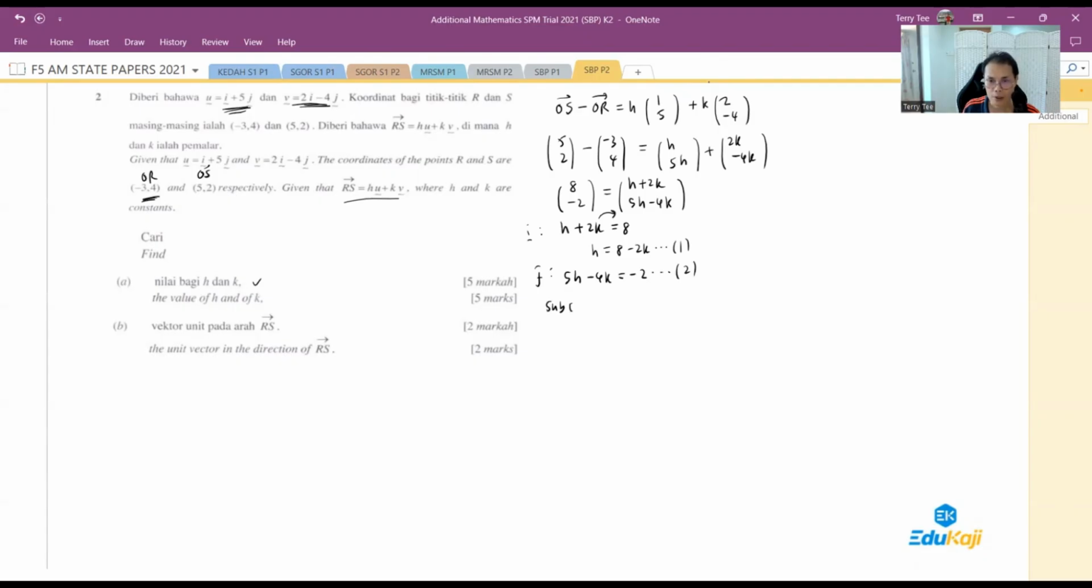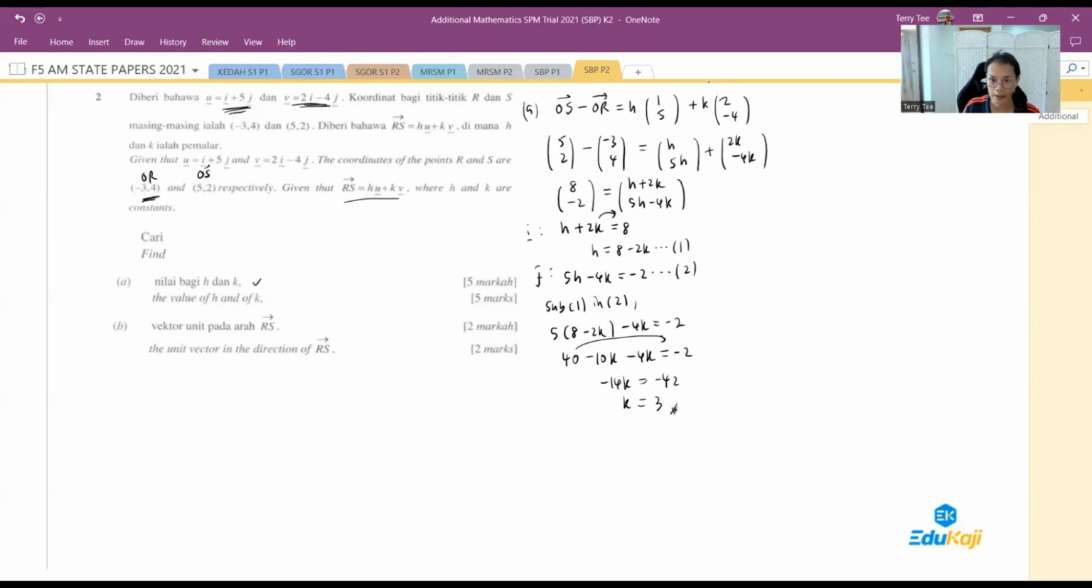So let's substitute equation 1 into equation 2. The moment I substitute this 8 minus 2k in, 5 times (8 minus 2k) minus 4k equals -2. Let us expand this. 5 times 8 is 40. This is minus 10k minus 4k equals -2. Minus 10 minus 4 is minus 14. And I'm going to bring the 40 over: -2 minus 40 is minus 42. 42 divided by 14, the negatives can cancel out. k is just 3.